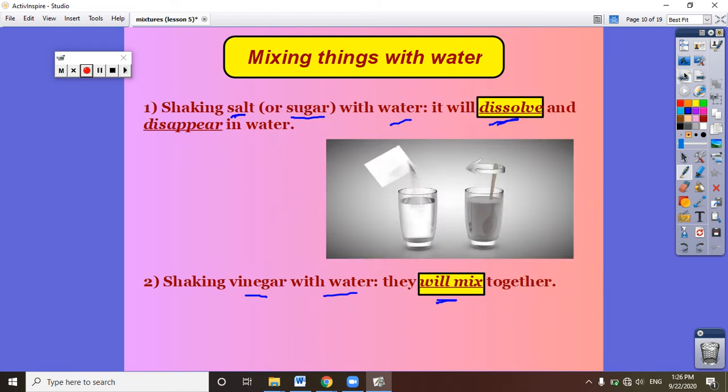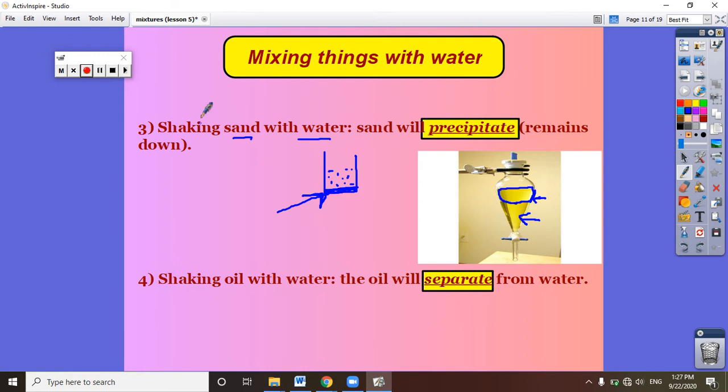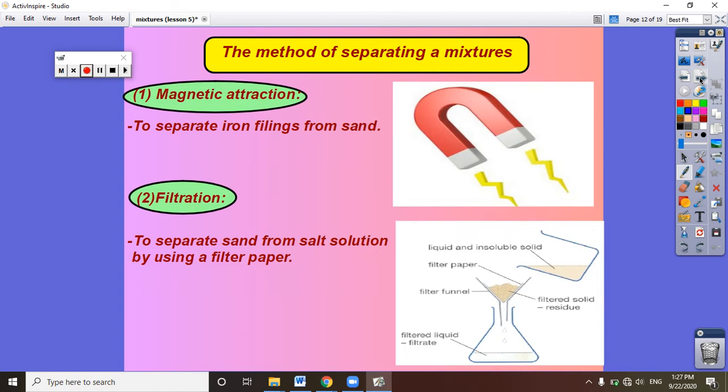Okay, in this part of the lesson, they will ask you what happens if. What happens if we make a mixture of salt and sugar? They will dissolve. What will happen if we make a mixture of vinegar and water? They will mix together. What will happen if we make a mixture of sand and water? The sand will precipitate. What happens if we make a mixture of oil and water? The oil will separate.